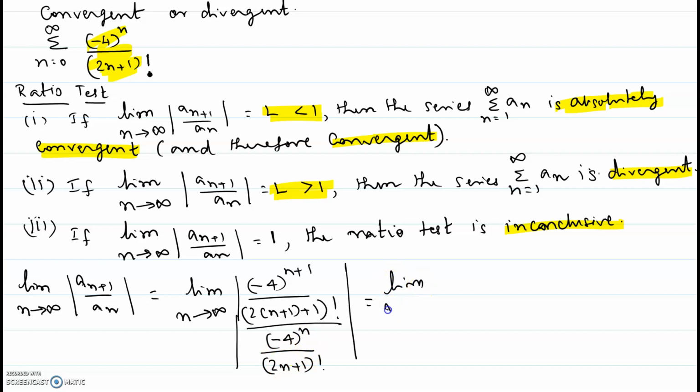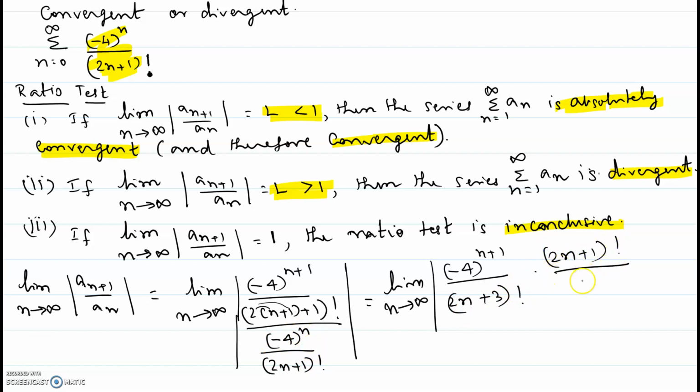So you are dividing a fraction by another fraction, so you are going to flip and multiply the denominator fraction. So it is the limit as n approaches infinity of negative 4 to the n plus 1 over (2n plus 2 plus 1), so that will be (2n plus 3) factorial, times, flipping and multiplying, (2n plus 1) factorial divided by negative 4 to the exponent n. Keep in mind everything is taken with the absolute sign.